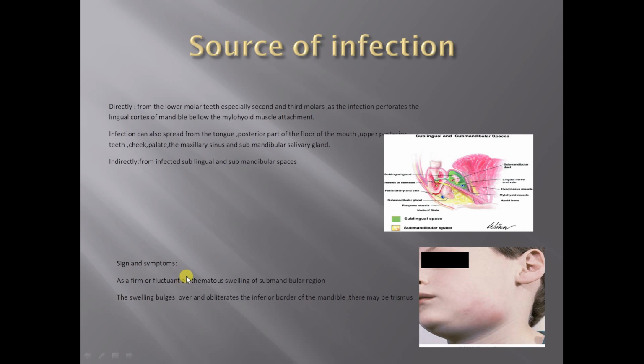Signs and symptoms. Clinically it appears in this form as a firm or fluctuant erythematous swelling of the submandibular region. The swelling bulges over and obliterates the inferior border of mandible. There may be trismus. This obliterates the lower border of mandible.